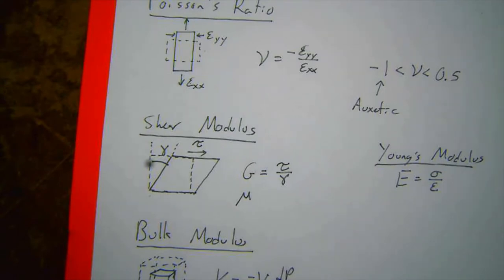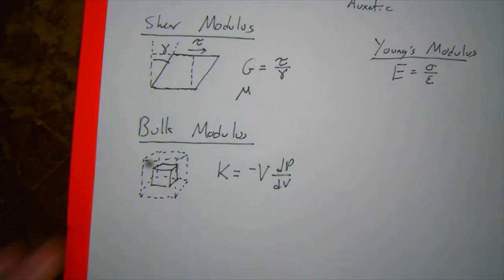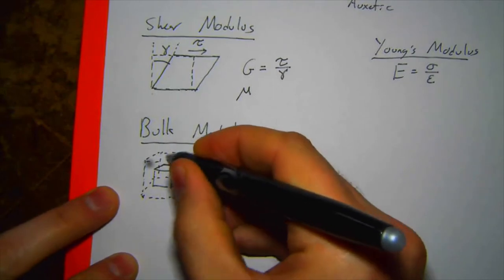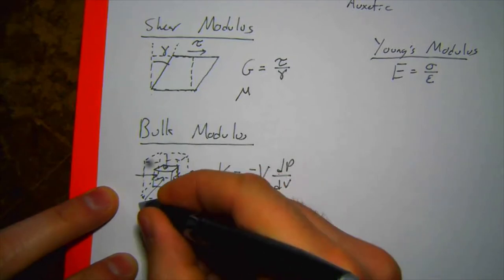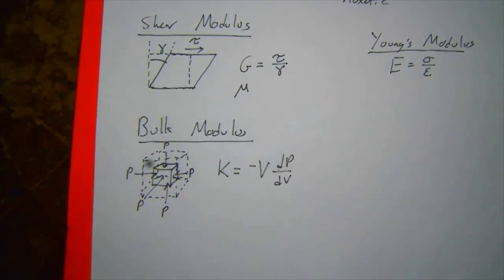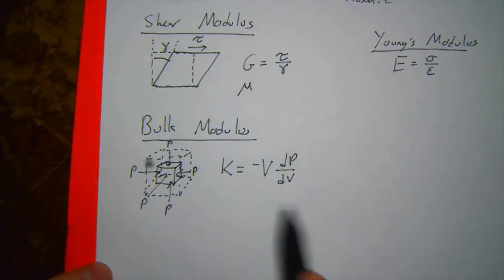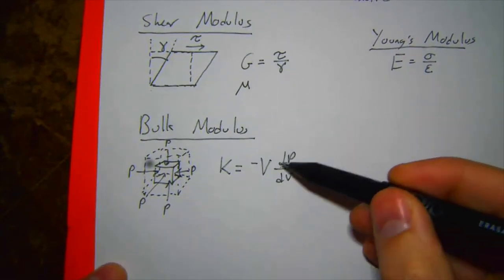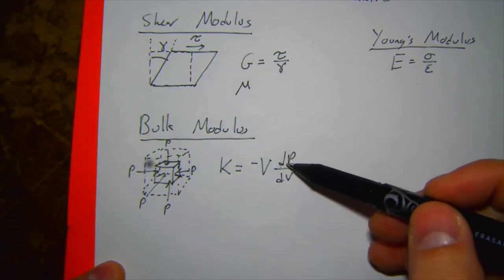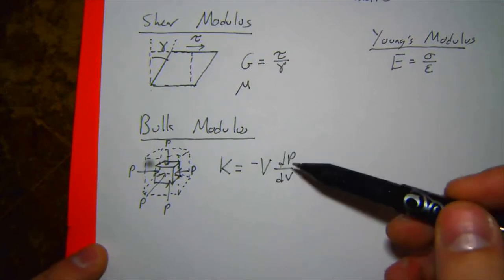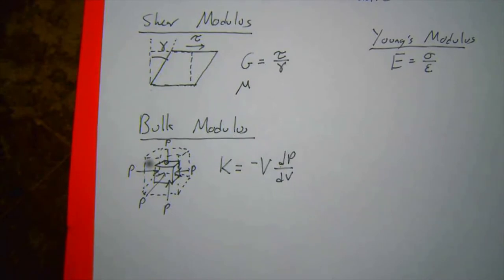So the actual written out version of it, let's draw some arrows on things. If I apply a hydrostatic pressure P to a block, so the same pressure in the X, Y, and Z directions, its volume is going to change, and bulk modulus is defined as the volume times the change in pressure relative to the change in volume. So it's a little bit of a weird definition, but generally, yes, it's the material's resistance to hydrostatic pressure.